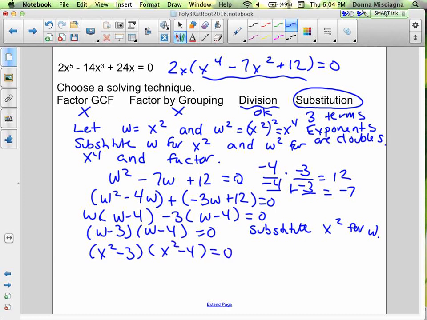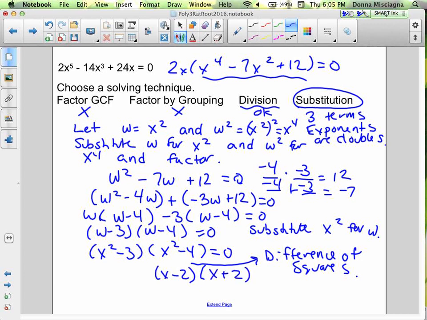One of these is a difference of squares, and we can factor. The x squared minus 4 is a difference of squares. So that factors to x minus 2, the square root of x squared minus the square root of 4, times x plus 2. And now the last part, x squared minus 3, is not a difference of squares. 3 is not a square, so we can solve using square roots.